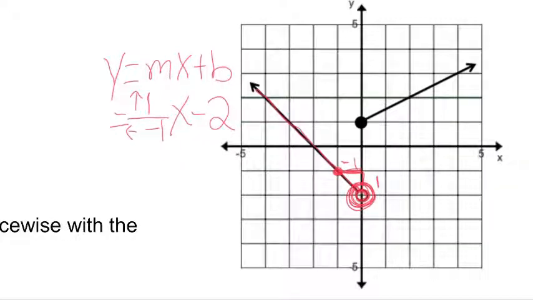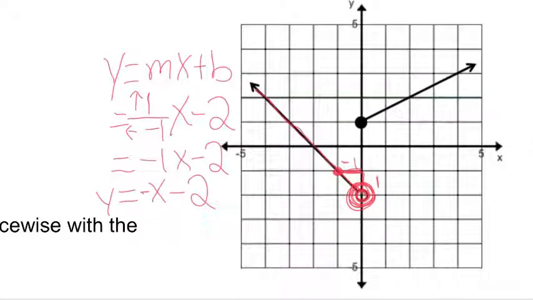So to simplify, we have -1x minus 2. Do we need to have that 1 there? 1 times anything is itself, so we do not have to write that 1. So to simplify one more time, we have -x minus 2. And that is for our first step.